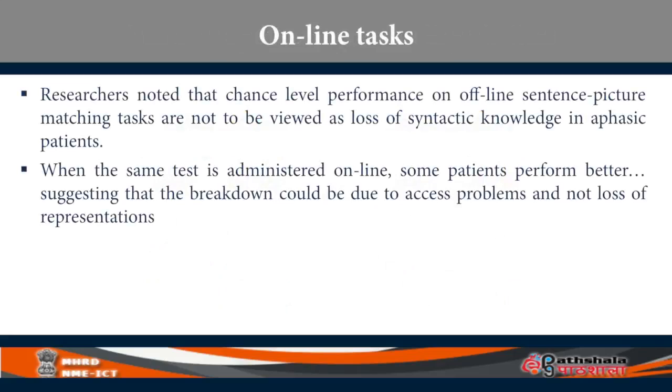So why we need to make this distinction between offline and online is, researchers have noticed that chance level performance in offline tests, say the sentence picture matching test, is not to be interpreted as loss of syntactic knowledge. Earlier, when neurolinguists used offline tests, if patients got only 50% correct or 40% correct, they concluded that in these patients syntactic knowledge is gone, that there is damage to syntactic knowledge. Once online tests were developed, they are saying that interpretation need not be correct. Now suppose the same patient does well in online, what does it mean? It may mean that the representation is there, it's intact, but for some reason the patient is not able to process the available representation.